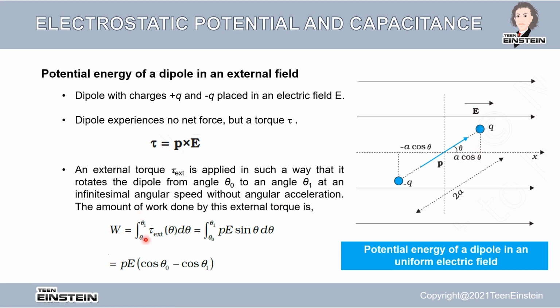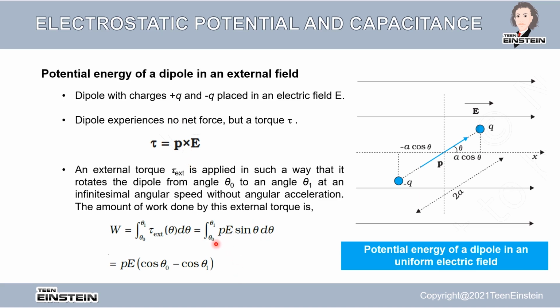So the work done is going to be the integral from theta 0 to theta 1 of tau external of theta into d theta. This is similar to the integral of F dr from r to p in the first slide which we saw. Work done is always equal to force multiplied by distance. In this case, instead of force we have torque, and instead of distance we have angular distance. So tau external is given by P cross E, so we have P E sin theta into d theta.